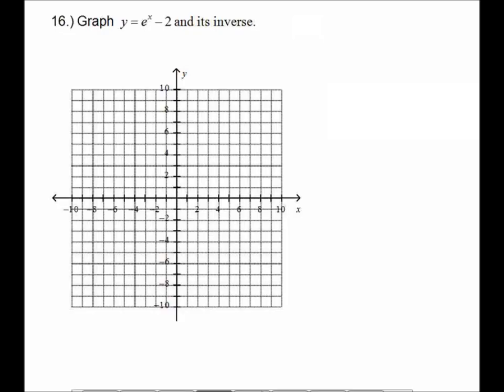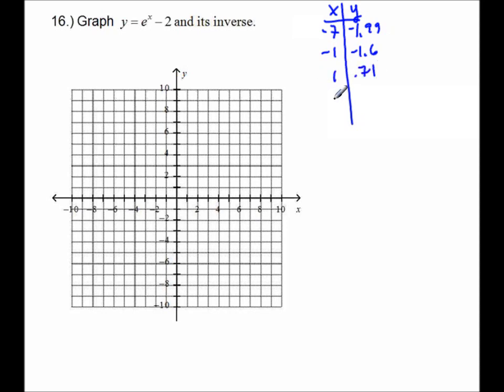In this problem, what we want to do is graph this function and its inverse. The first thing you can do is make a table of values, and you can use your calculator, or you can do these by hand. These are the numbers that I generated: -1, -1.6, 1.71, 2, 3. So now let's graph these.